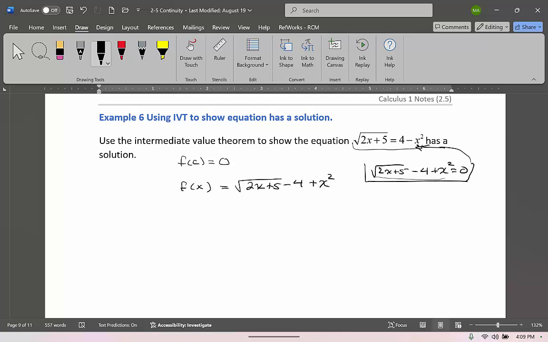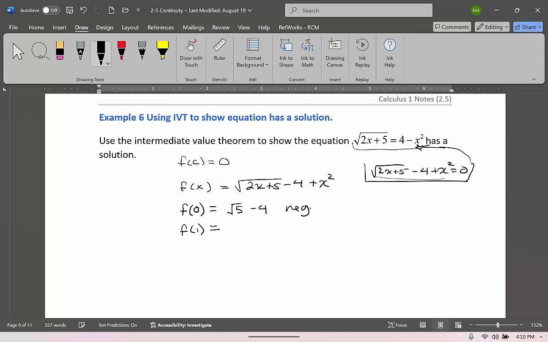I'm going to pick something nice like f of 0, because that's easy to calculate. And f of 0 here is going to be the square root of 5 minus 4, and then 0 squared is also going to be 0. So this is actually a negative number, because the square root of 5 is slightly more than 2. Okay, so it's a negative number. If I look at f of 1, if it turns out that f of 1 is positive, then I'm good. If not, then I have to try another value.